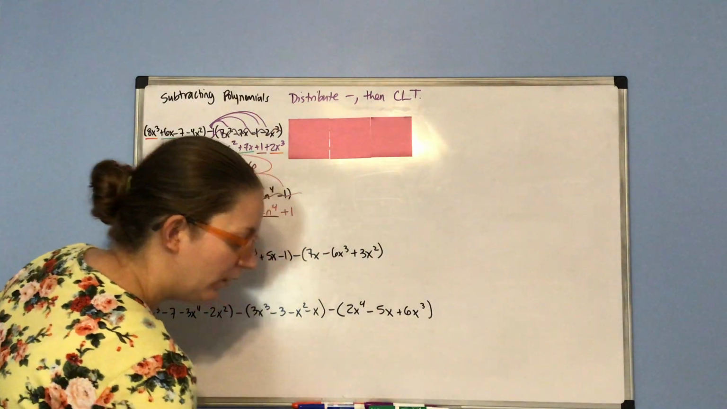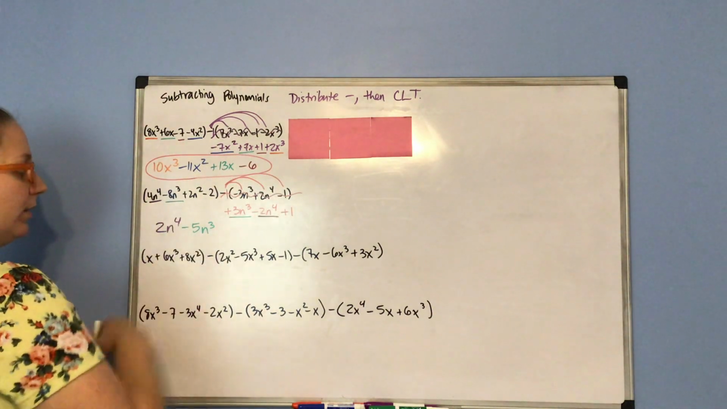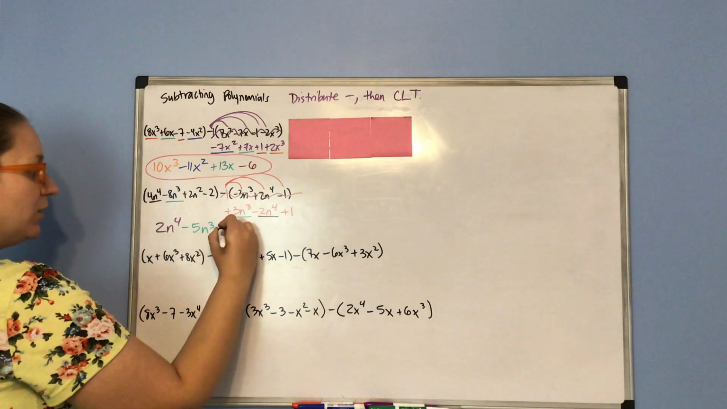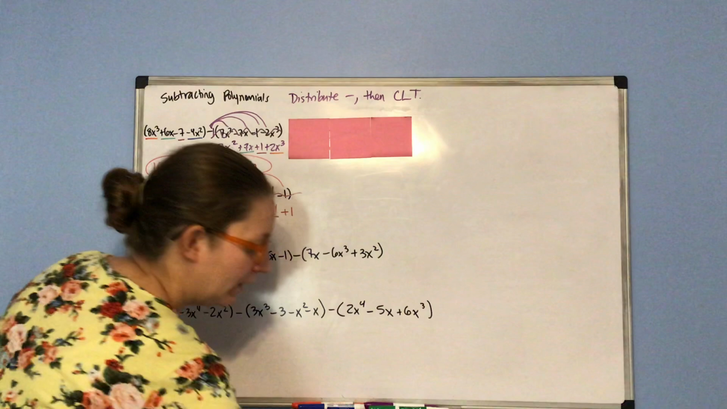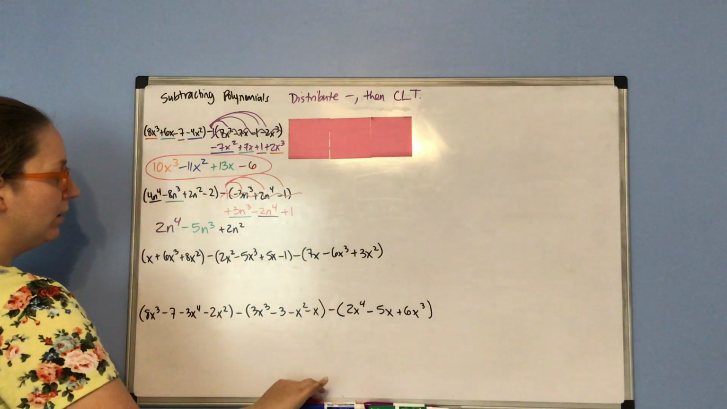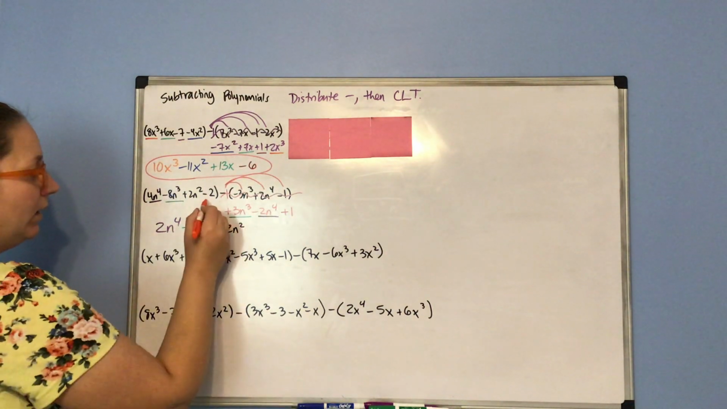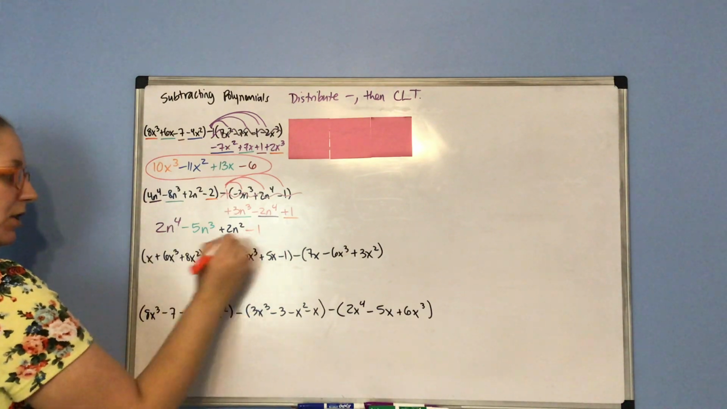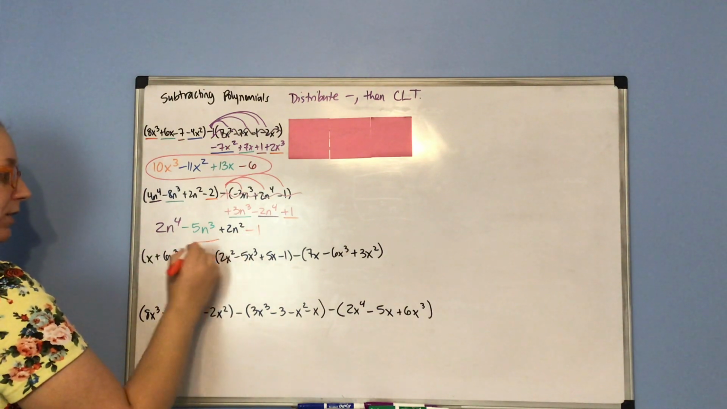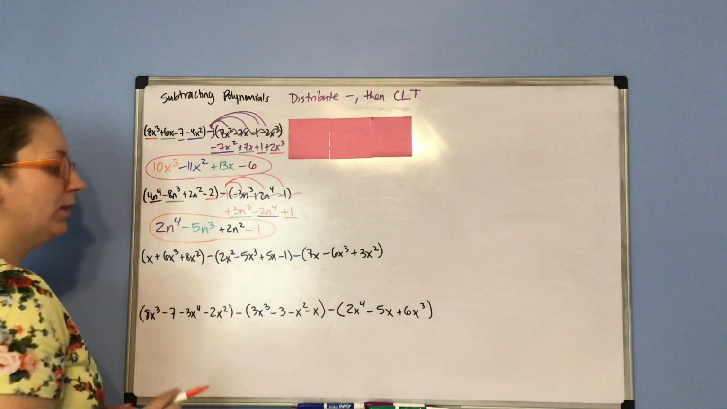I only have one n squared term out of all of this. So 2n squared is going to stay the same. Nothing changes about it. And then last but not least, regular numbers. Negative 2 plus 1, negative 1. Double check your answer. We don't have any like terms, so we are finished.